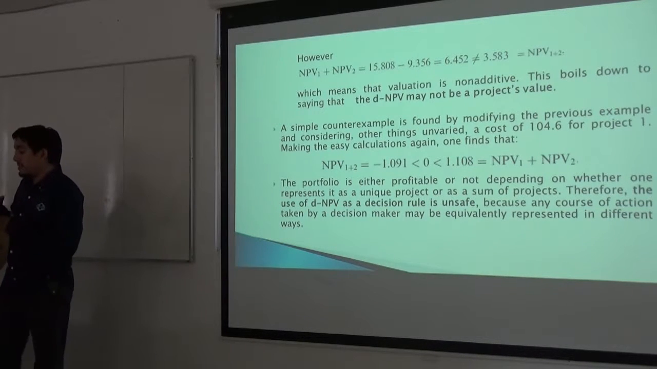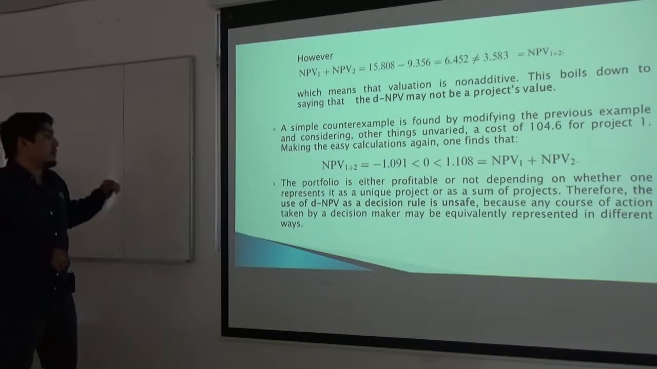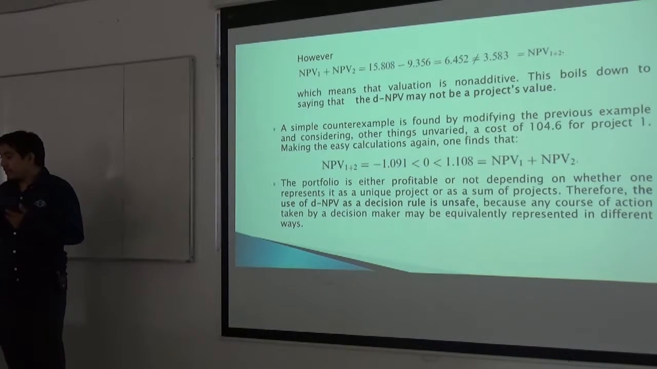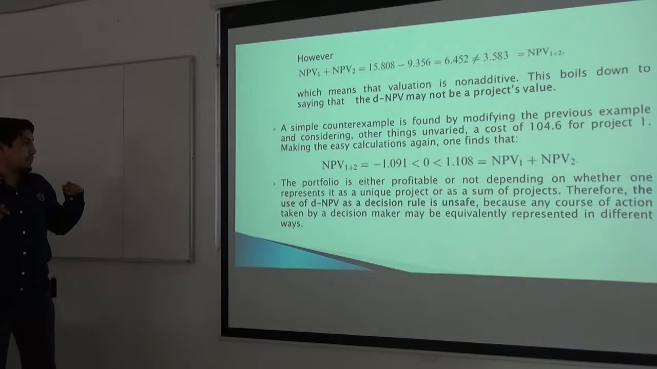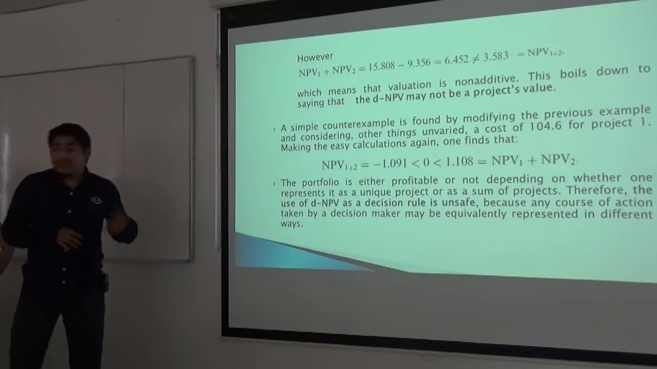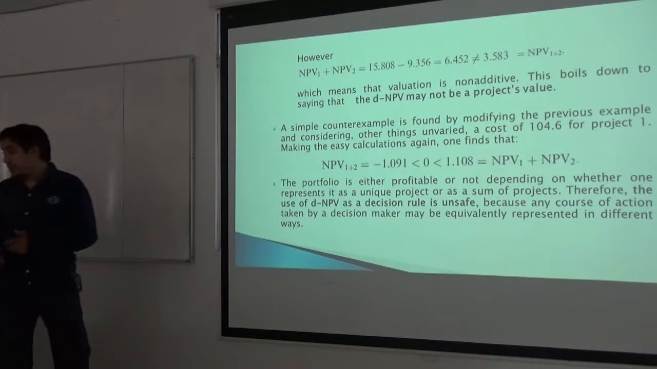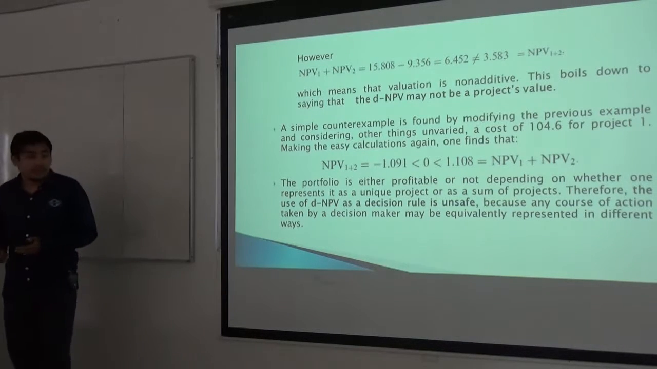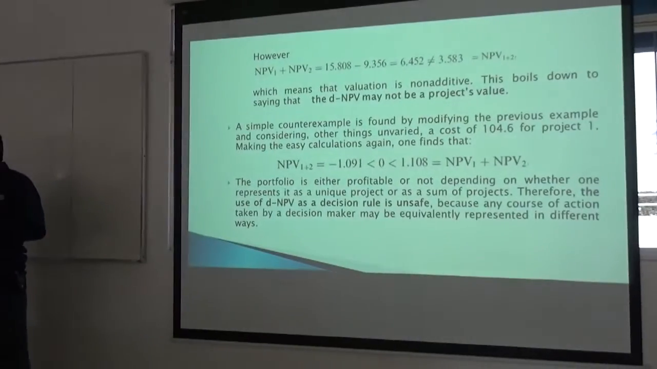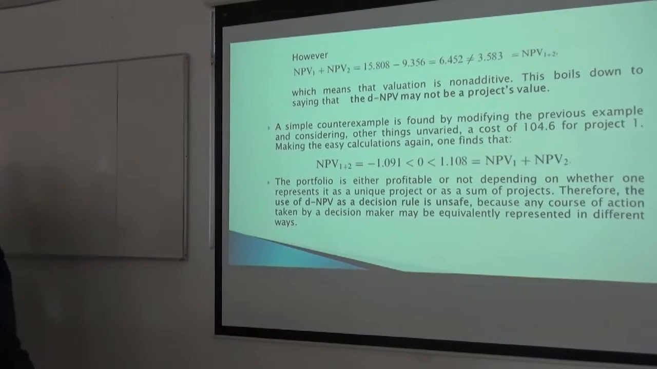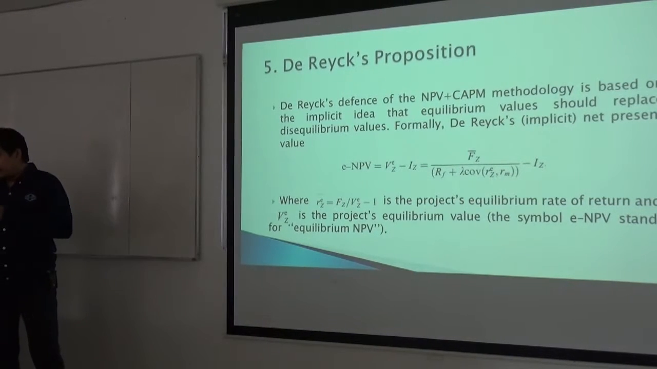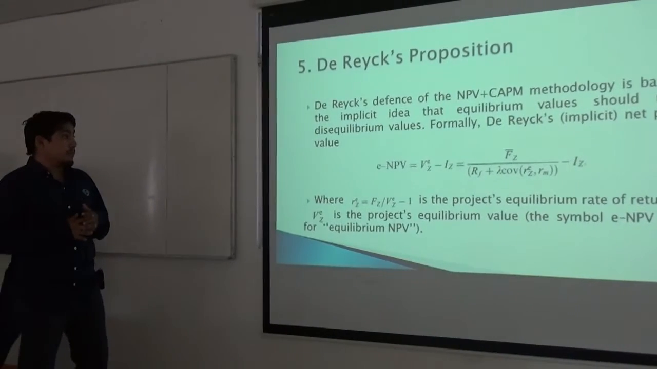For a counterexample, modifying the cost of project 1 and making the calculations, one finds that the NPV of projects 1 and 2 together is negative, and NPV 1 plus NPV 2 is positive. So using this NPV as a decision rule is unsafe. Okay. The right provision is a defense of the NPV plus CAPM methodology.